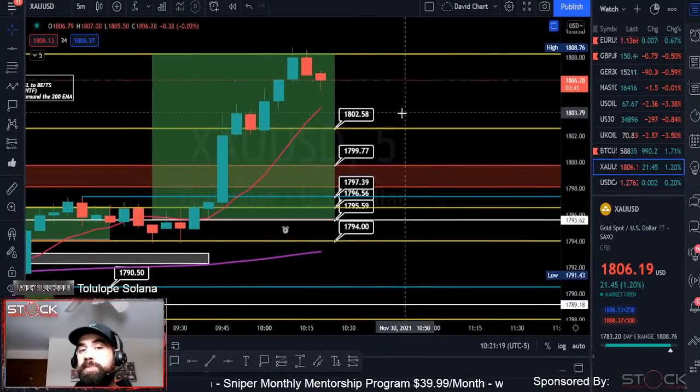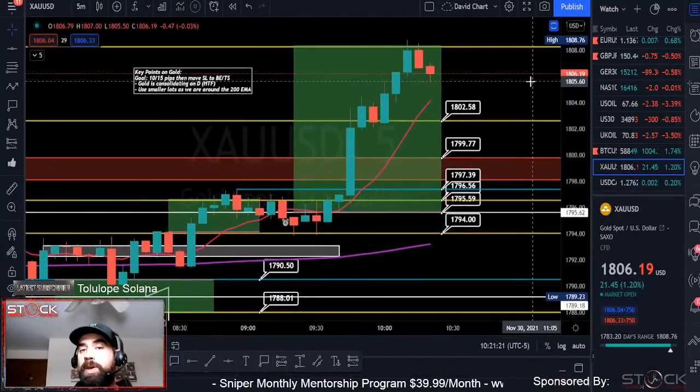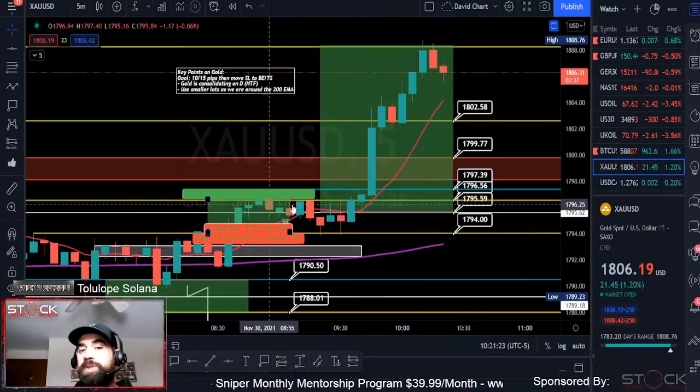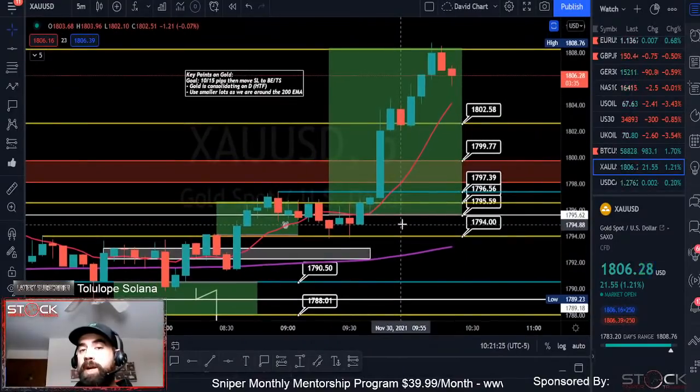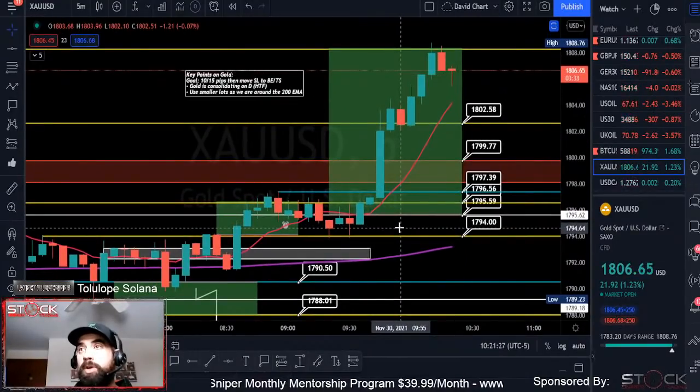So gold, it was the play of the day. We just didn't watch it all the way, but you can see that with the continuous buying pressure, this is why you do not counter trade. If you counter traded and you sold on gold, you no longer probably have an account because the thing has run over 120 pips. So guys, this is how we're going to end the call.